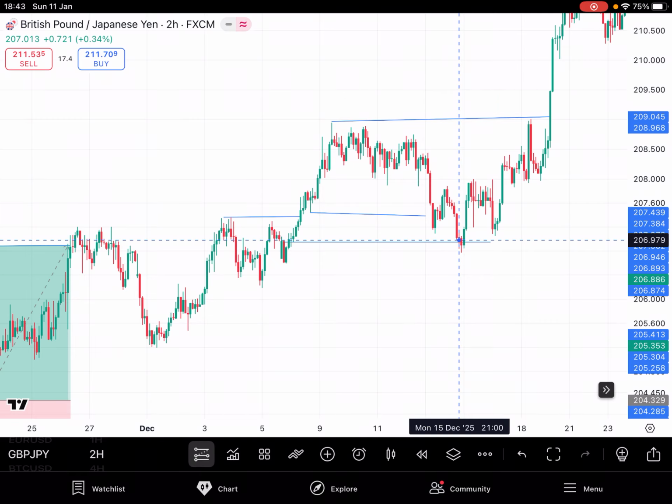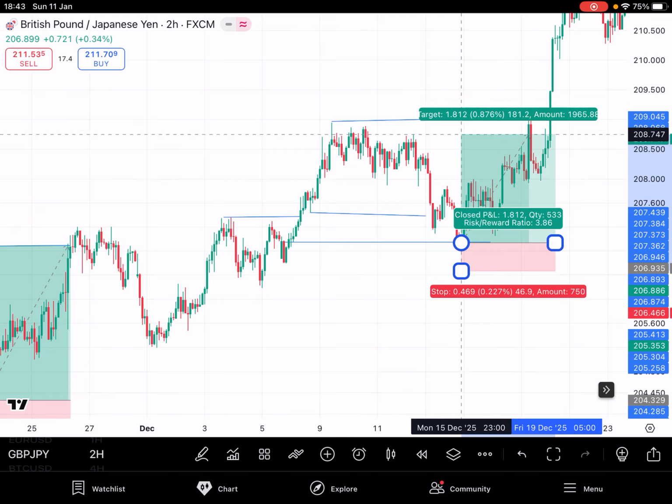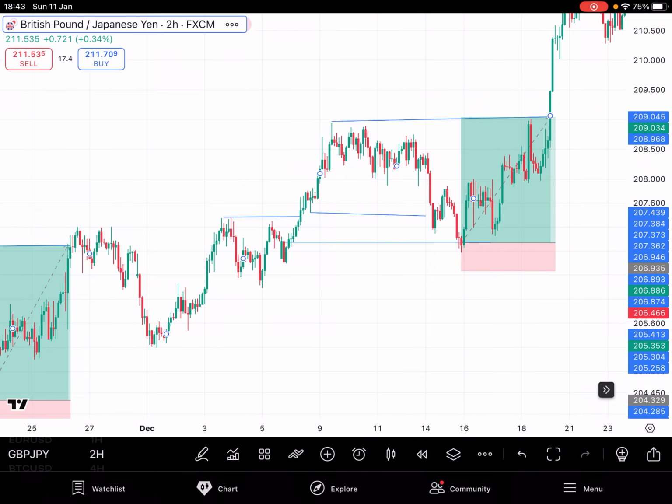Entry, TP. There are not two things you're expecting. Once your directional bias is correct, that's why you rarely see me taking SLs.